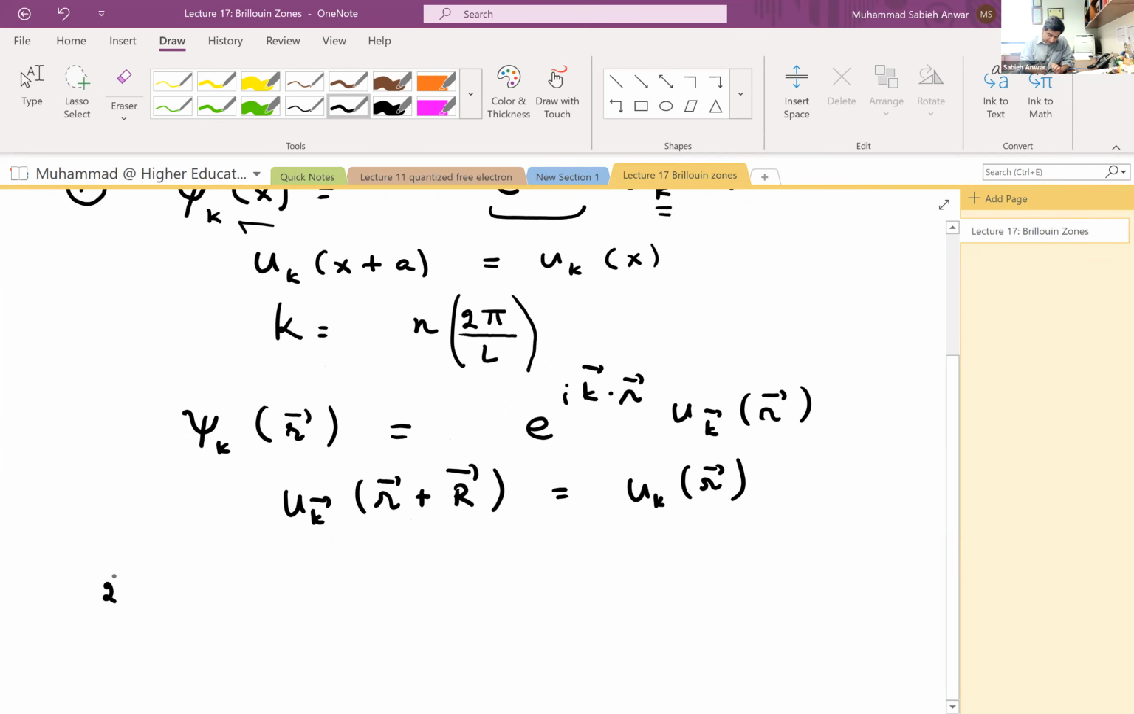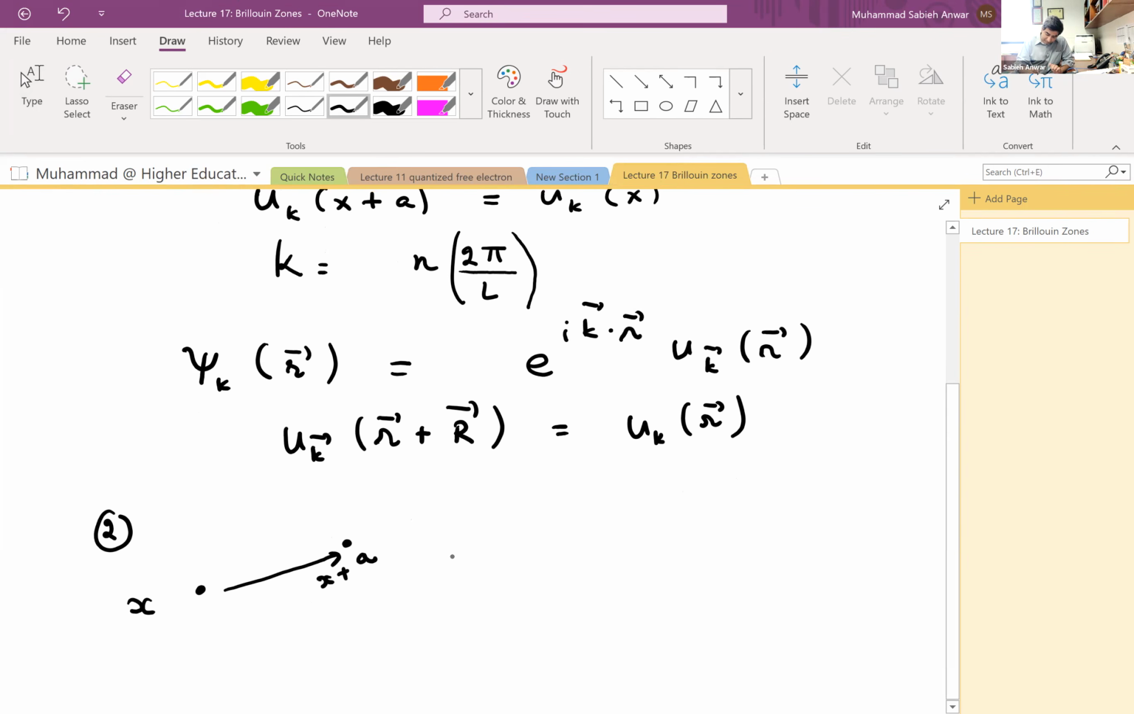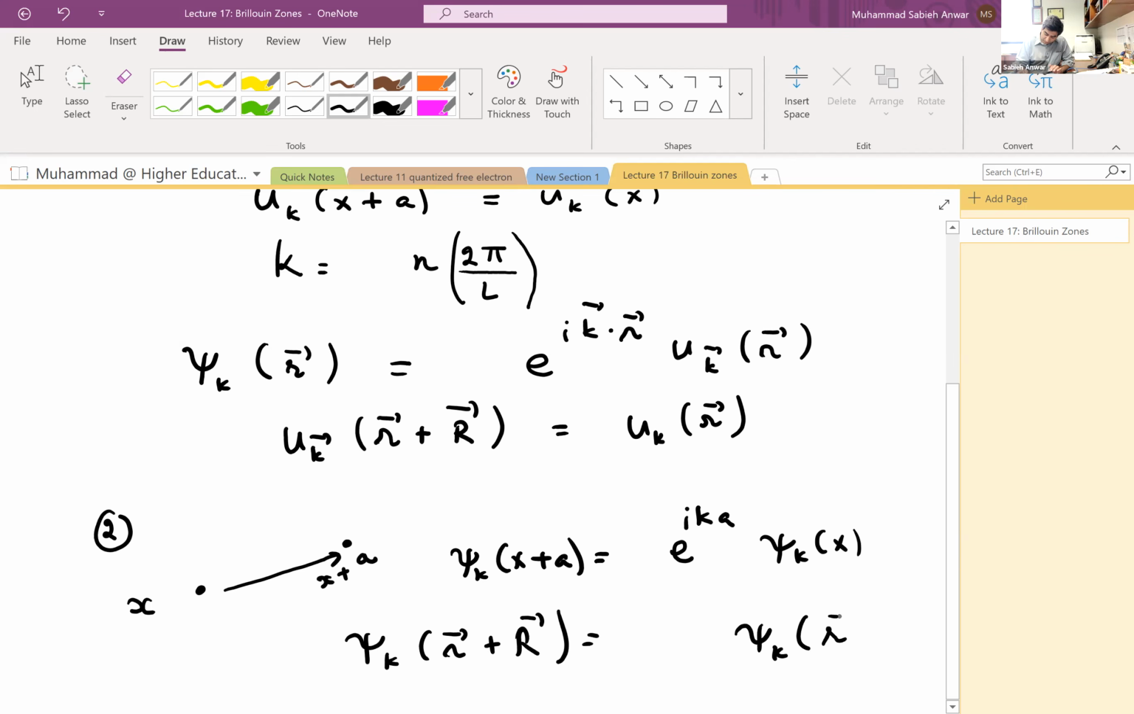Another form of the Bloch theorem is that if I have 2 points, one at x, the other at a point a, and they are separated by a lattice vector, then the wave function at x plus a is going to be the wave function at the point x, but with a phase factor in between, which is e^{ika}. And in 3D, this can be written as psi_k(r + R) = e^{ik·R} psi_k(r), where capital R is a lattice vector.